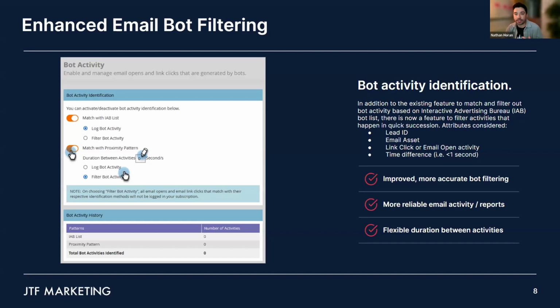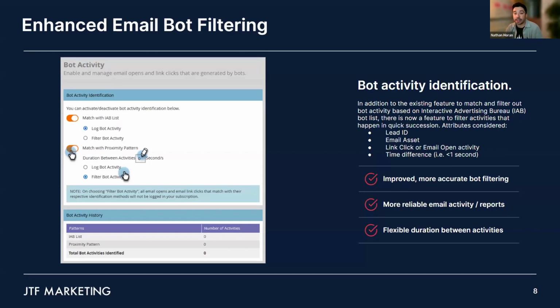So hopefully with this enhanced functionality, this does give you a little bit of freedom to identify those close proximity activities, and being able to filter those out. So the attributes that are considered with this functionality are the lead ID, the email asset, and then the link click or email open activity, and how close in proximity they are logged.